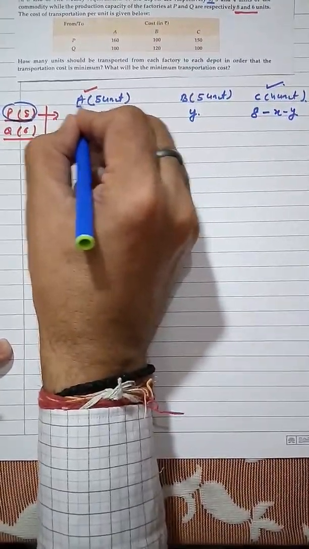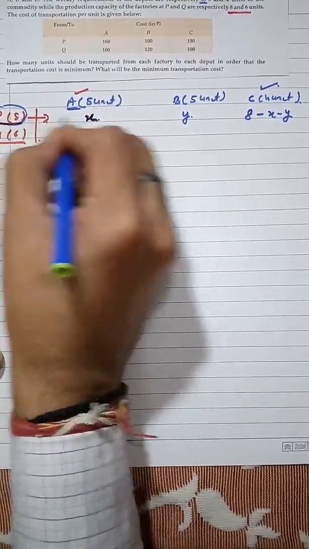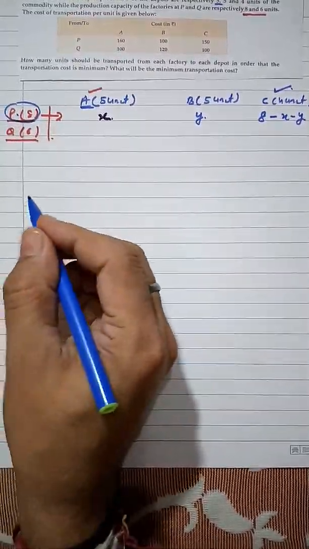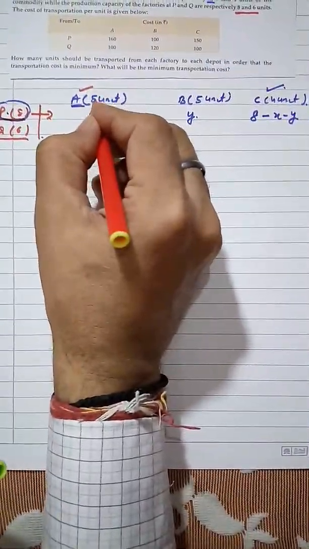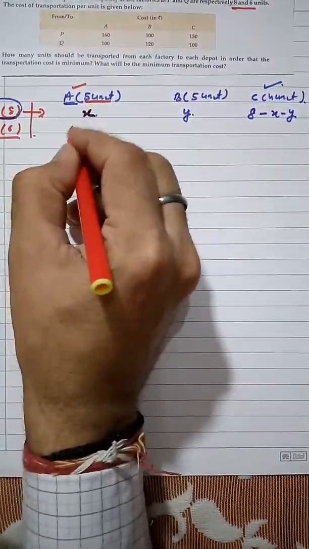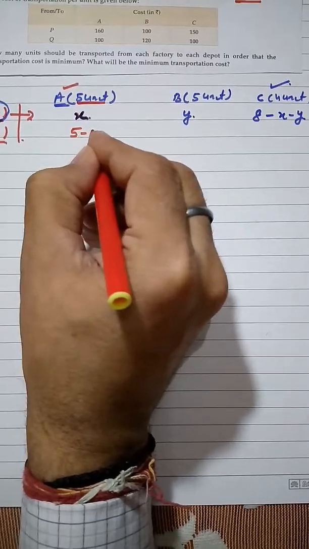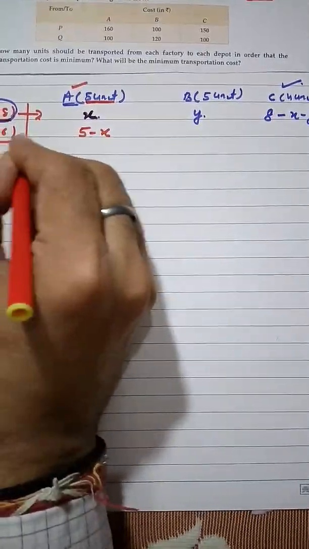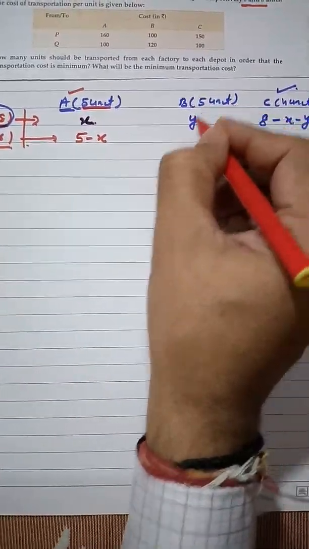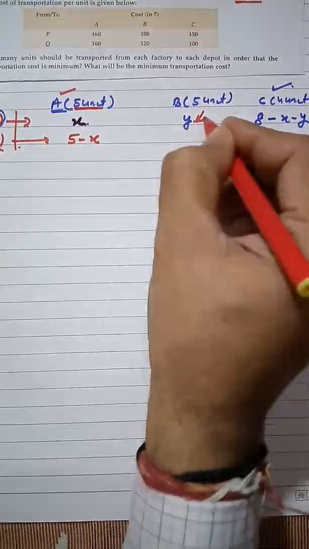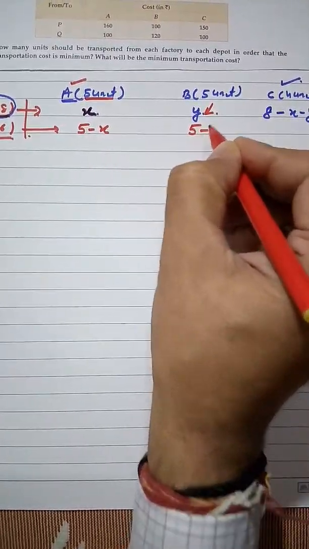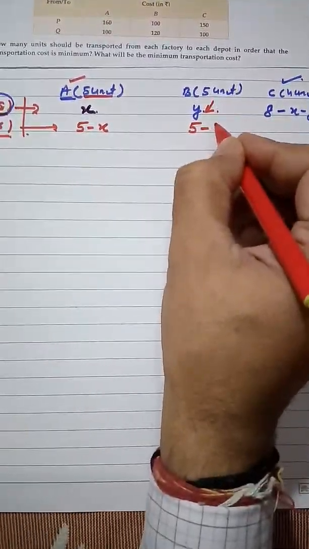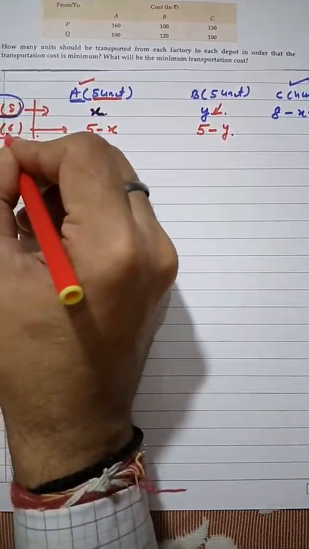Similarly, this depot got X units from factory P, so how much will it get from factory Q? Because the capacity of this is 5 units, it will get 5 minus X units from factory Q. Similarly, depot B already got Y units from factory P, so it will get 5 minus Y units from factory Q.